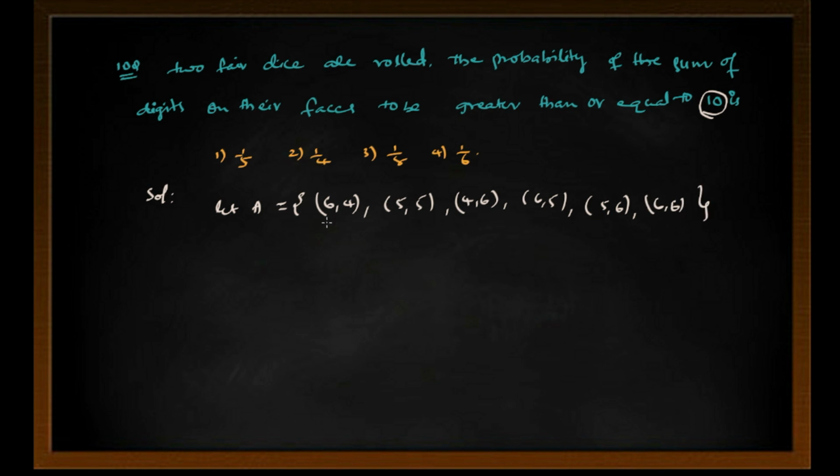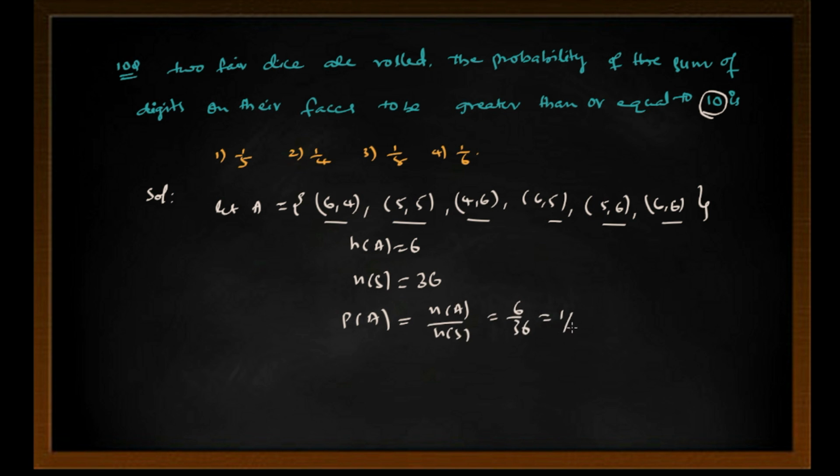So A has 1, 2, 3, 4, 5, 6 elements, so n of A equals 6, and we know that n of S, when two dice are rolled, is 6 times 6, which is 36. So the probability of getting a sum greater than or equal to 10 is P of A, n of A by n of S, that is 6 by 36. The answer is 1 by 6.